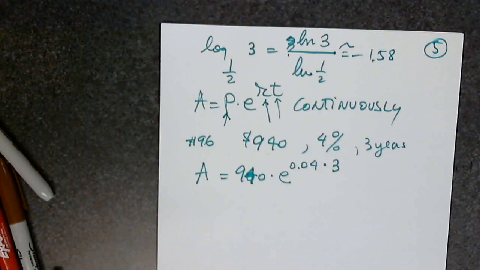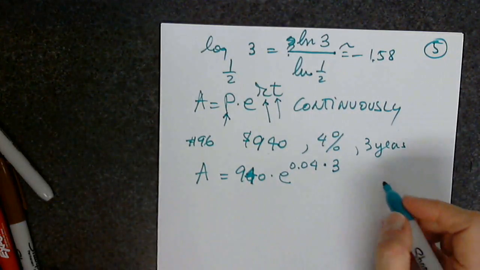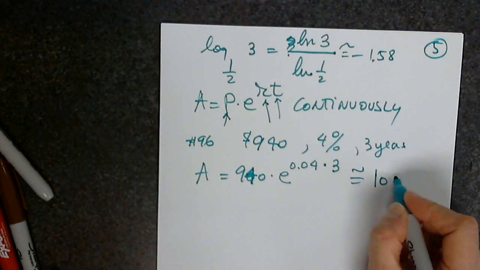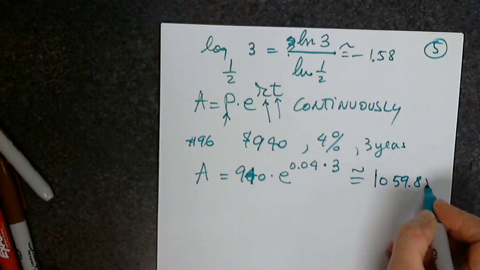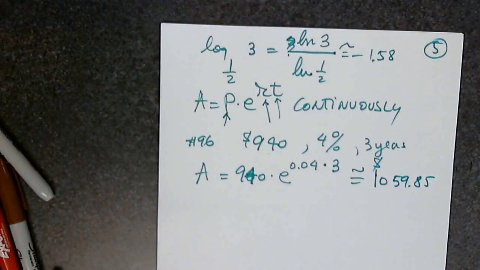So we have 940 times e, and in parentheses, 0.04 multiplied by 3. So it reaches 1059.85. And that's the formula for continuous compound interest.